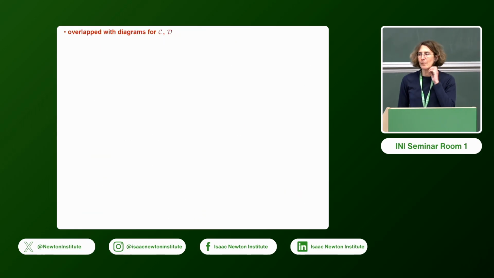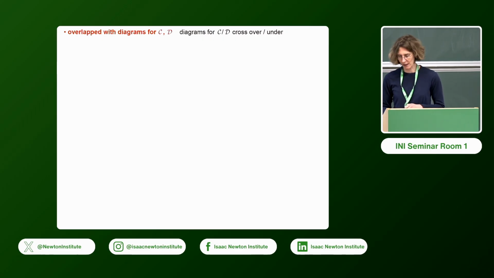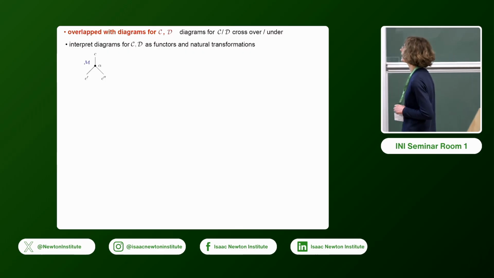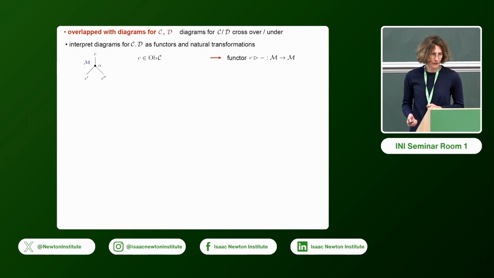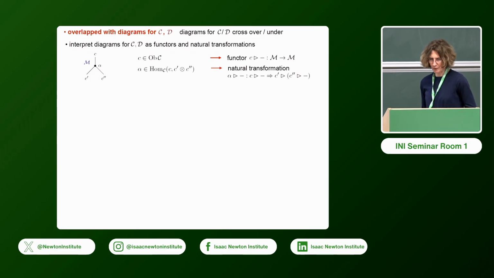And now to make diagrams that make these functors and natural transformations interact with the spherical fusion categories, we overlap them with diagrams for the spherical fusion categories. And we choose the convention that the diagrams for C go over everything and the diagrams for D go under everything. And then we can integrate them into the picture by interpreting them as functors and natural transformations. So here we have some diagram of C that is located on a region labeled by M. And then we see the objects of C just as functors that give their action on M. And we see the morphisms of C as natural transformations between such functors.